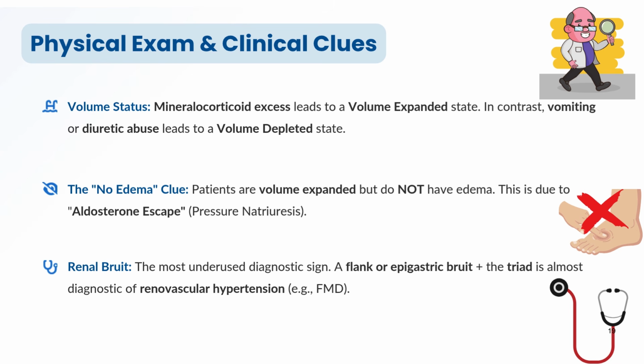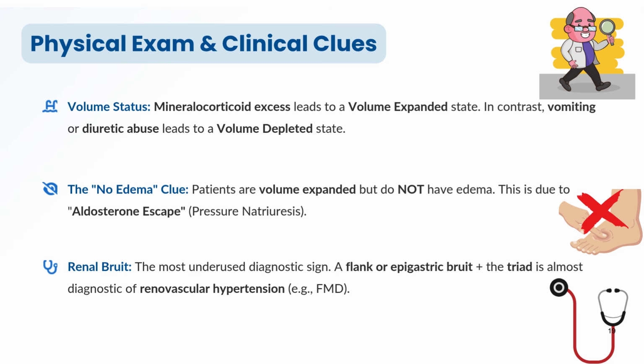Second, the no edema clue. This is one of my favorite pearls. Even though these patients are volume expanded, they usually don't have edema. Why? Because of a physiological process called aldosterone escape, driven by pressure natriuresis. So when you see the triad of hypertension, hypokalemia, and metabolic alkalosis, but the patient has no edema, that's a subtle but important clue that the physiology could be behind aldosterone rather than heart, liver, or kidney failure.